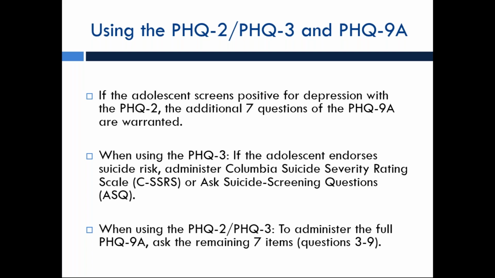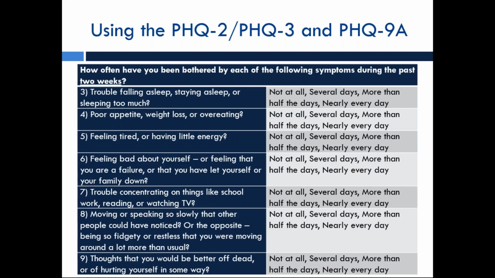So when using the PHQ-2 or the PHQ-3, you would then just administer the remaining 7 items. You don't have to restart the PHQ-9; you just start at question 3. So for the full PHQ-9, we're going to start from question 3. How often have you been bothered by each of the following symptoms during the past 2 weeks? Again, the answer choices are the same: not at all, several days, more than half the days, or nearly every day. And you would provide those responses to the adolescent when conducting this.